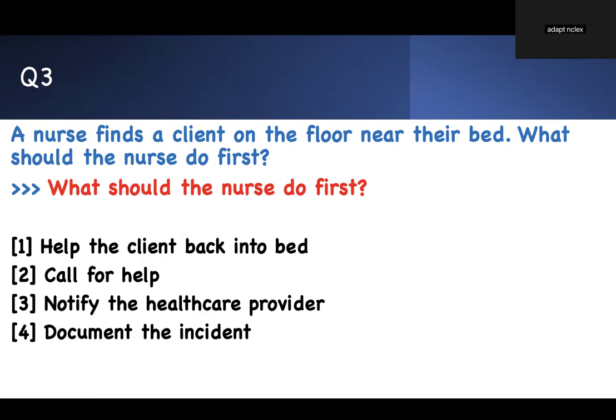Assess for injury, call for help, then you can do the rest. Helping the client back to bed when you don't know if the patient is injured, or calling for help, is the appropriate way. Then you assess the patient, bringing in more people to help you take care of the patient. The provider will ask you, what do you see? You're not talking to the patient. You're just calling me for what? Do your job. Documenting the finding is not first. Always safety before reporting and then documenting. Safety, reporting, and documenting. That's the procedure. Therefore, I'll call for help.